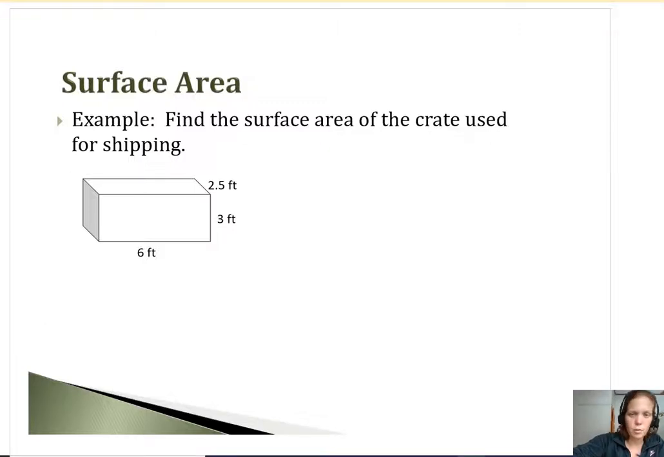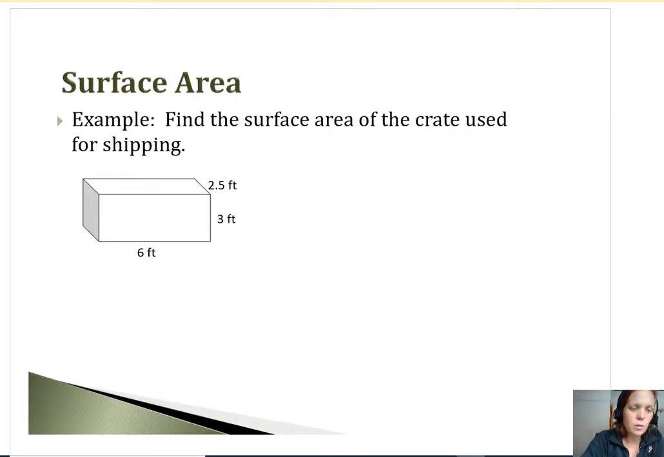So next we're going to talk about surface area. Now we're looking at three-dimensional shapes, and we're going to do a couple calculations with three-dimensional shapes. The first is surface area. This is saying find the surface area of the crate used for shipping.